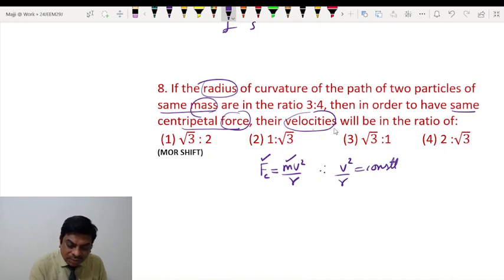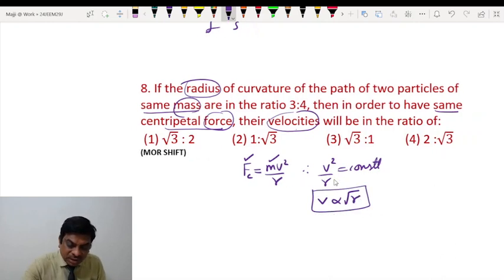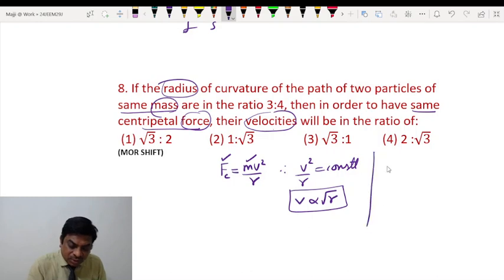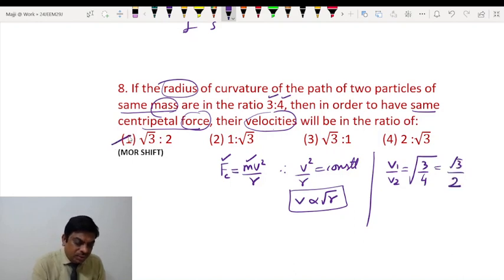Okay. Now since we require V, straight away you can write V is proportional to root R. So immediately we get this relation. From this relation it's very easy to solve. So we have V1 by V2 is equal to under root R1 by R2. R1 is 3 and R2 is 4. So we have root 3 is to 2. This should not take more than 1 minute, perhaps somewhere around 30 seconds, not more than that.